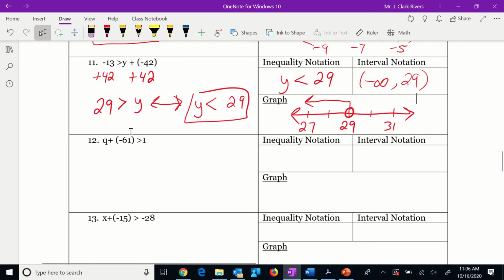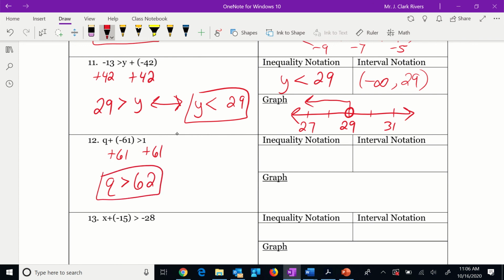Number 12, q plus negative 61. What's the inverse of adding negative 61? Just adding 61, right? Negative 61 plus 61 is 0. We're left with just q is greater than. We have to add 61 to the right side as well, though. 1 plus 61 is 62. So q is greater than 62. There's your inequality notation. The graph.